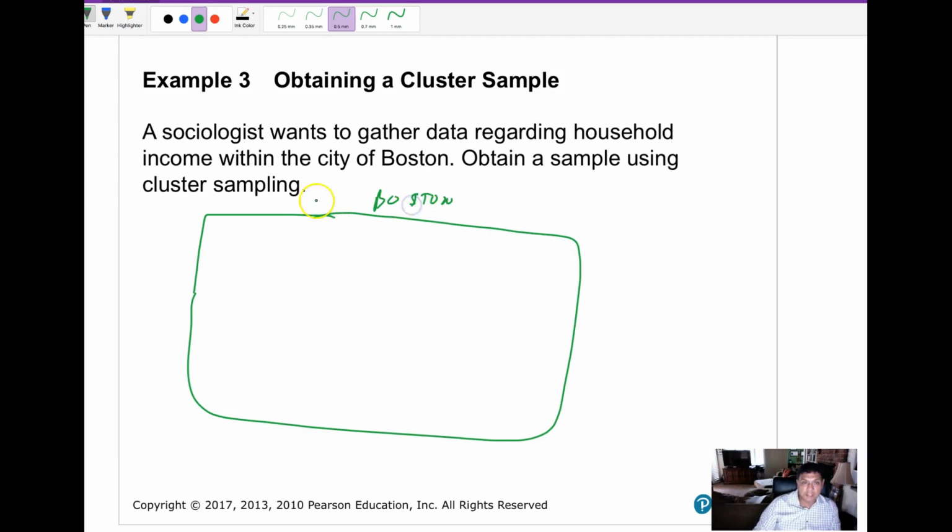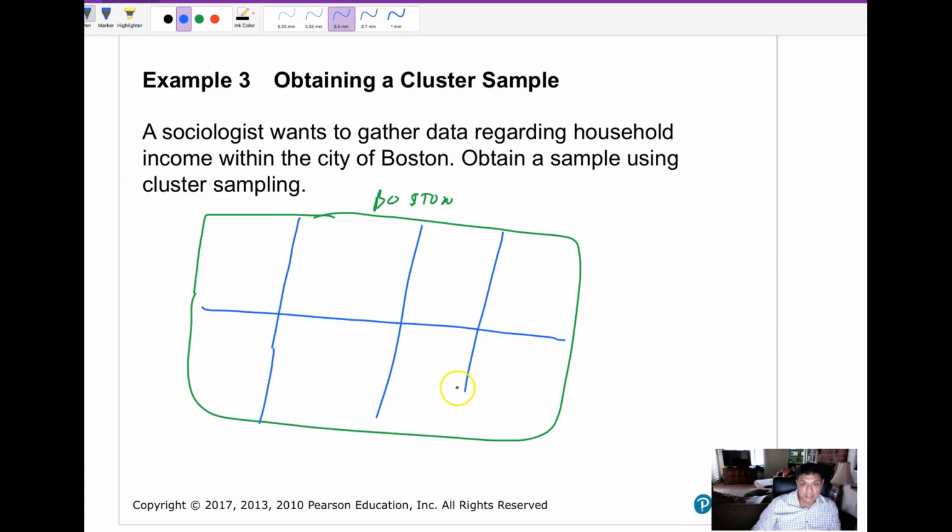Cities are broken up many times into districts. Let's say Boston is broken into 8 districts: 1, 2, 3, 4, 5, 6, 7, 8. To obtain a cluster, since we've broken this up into 8 groups, we would randomly choose a certain number of groups.